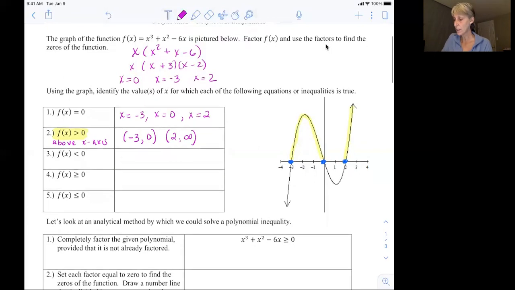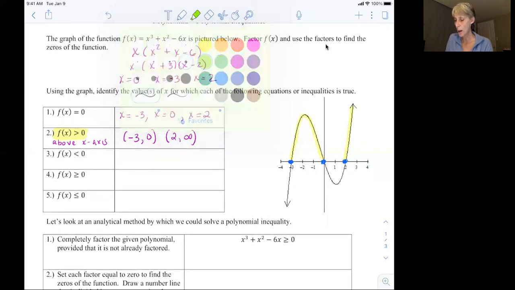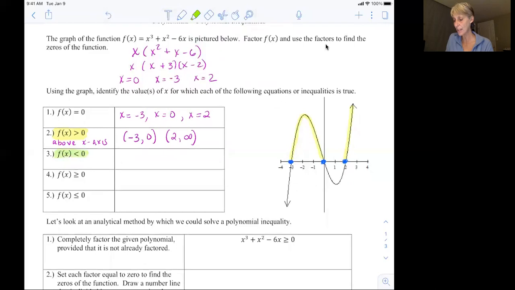Now I wanted to describe the intervals where the graph is below. F of x less than 0 means my graph is below the x-axis. If I go over to my picture and highlight where it's below the x-axis, we see that that occurs there. Again, we're going to look at our inequality sign very carefully. We're not including our zeros. So we have -infinity to -3 and 0 to 2.